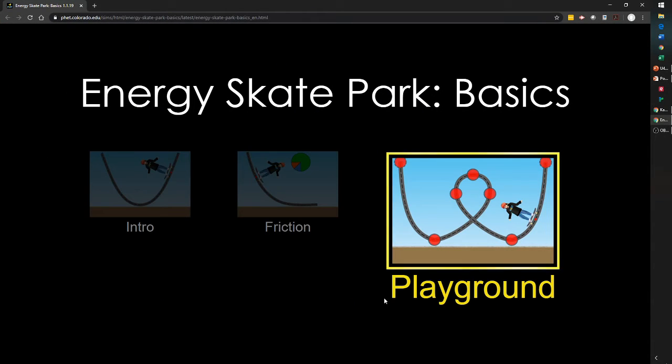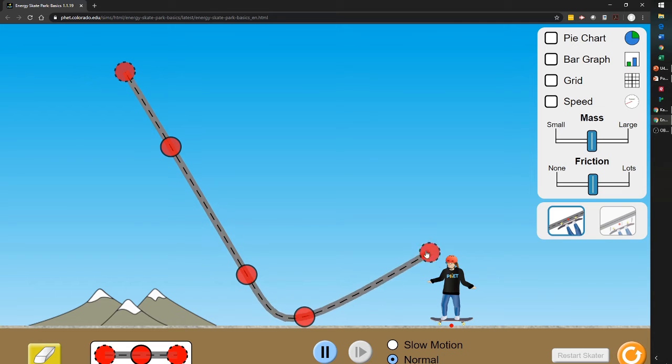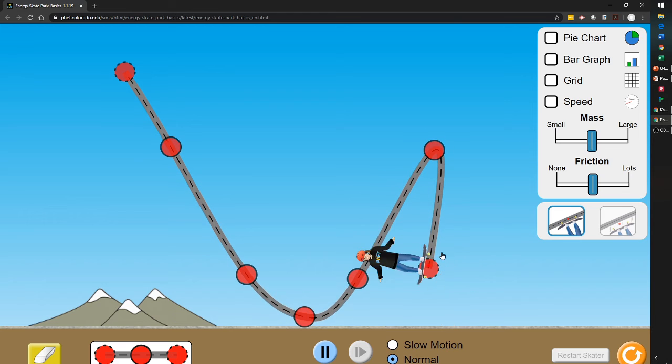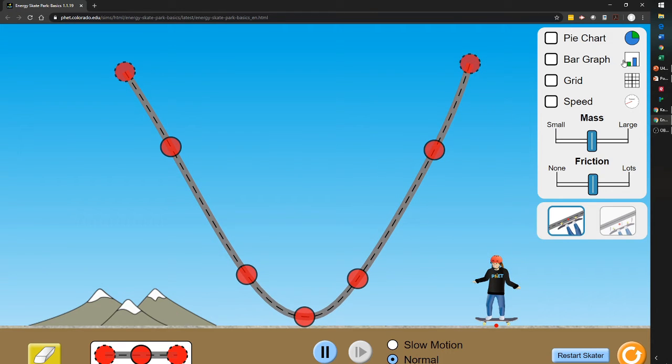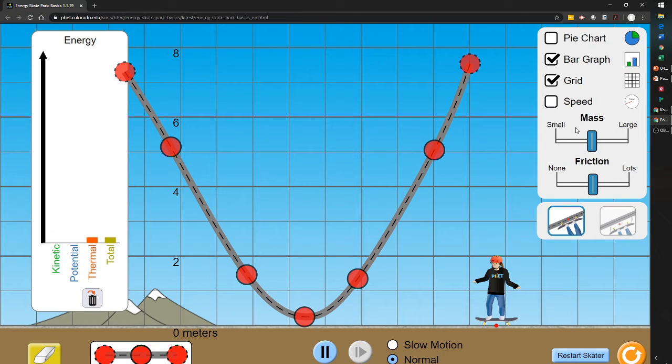So we're going to go to playground mode, put a little bit of track down, and what we're going to do with this is look at how energy is conserved. Just going to make a simple system right now. We definitely want to turn on the bar graph and the grid, and we'll have no friction at first. Not super realistic, but okay.